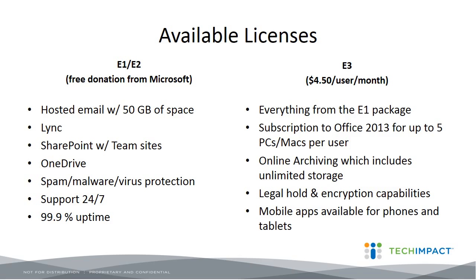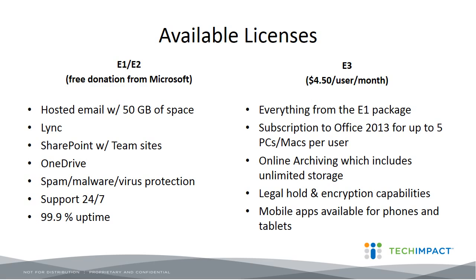E3 licenses are $4.50 a month to nonprofits. They include an Office 2013 Professional subscription. So rather than going through TechSoup for your licenses, you can pay this. It's still cheaper to go through TechSoup if this is the only thing you're looking to do. But you get Office 2013 for up to 5 PCs and Macs, and also for up to 5 mobile devices. There's the Office mobile application, which lets you edit Excel and documents like that on a mobile device, and that is only accessible if you have an E3 license. There's no other way to get that right now.